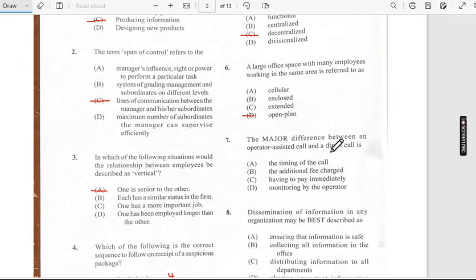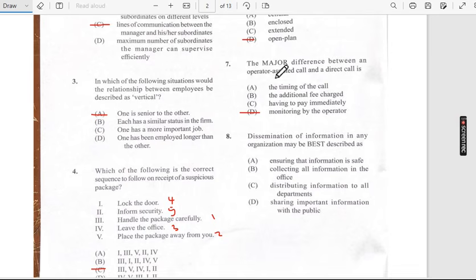Number 7, it says a major difference between an operator assisted call and a direct call is, and for this one, it has to do with monitoring by the operator perhaps. It depends on the time frame. You'd have to monitor the call perhaps, so you have different calls coming at different time spans, so it's way different than just direct calls.